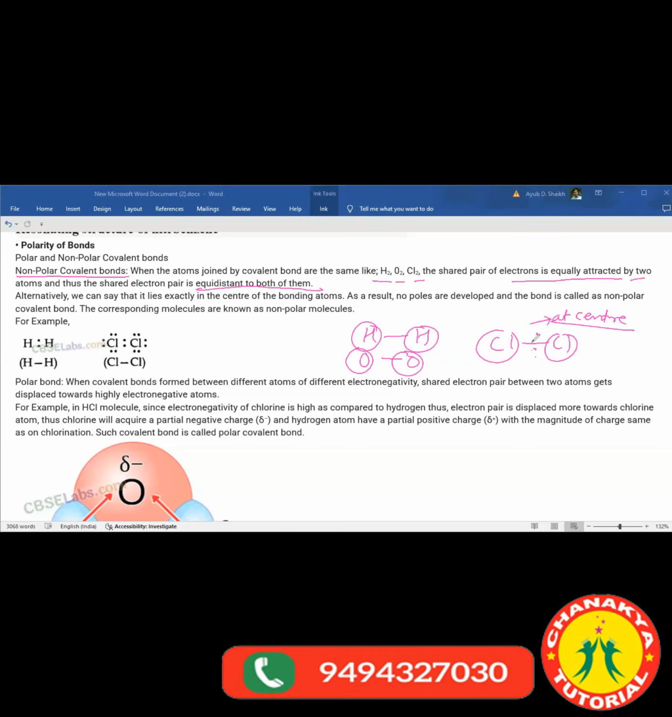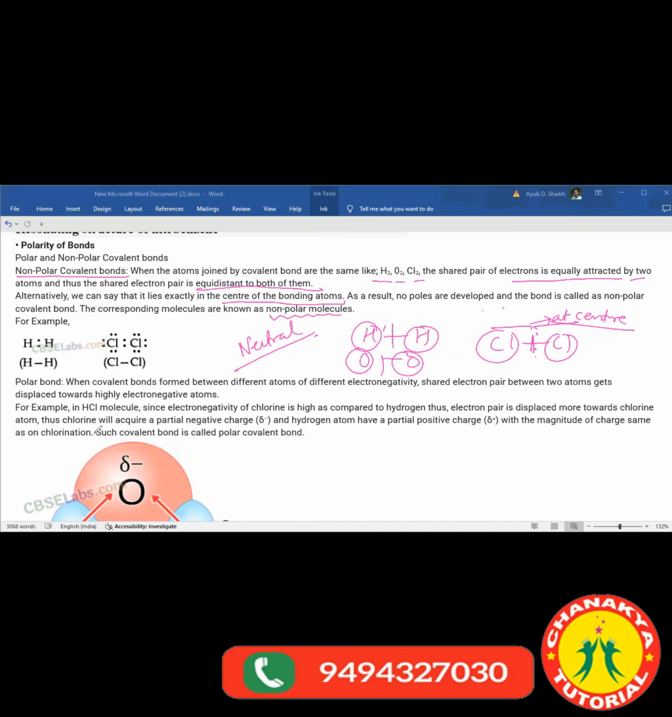Same for hydrogen and oxygen. Alternatively, we can say that it lies exactly at the center of the bonding atoms. As a result, no poles are developed. There won't be any sort of positive and negative charge on them. Such molecules are neutral. How will it be? Neutral. And hence they do not bear any sort of charge, and they are called non-polar molecules. Such molecules are called what? Non-polar molecules.